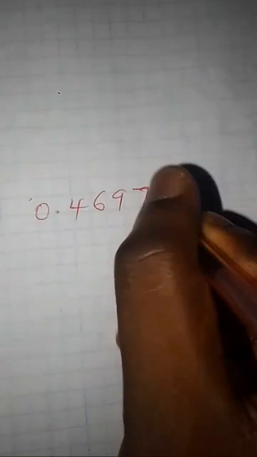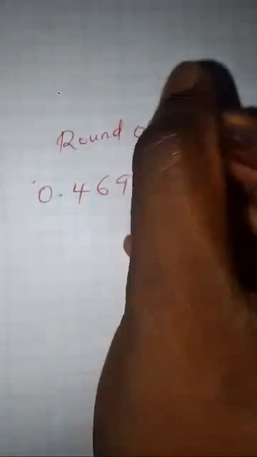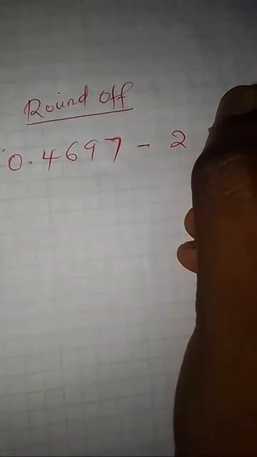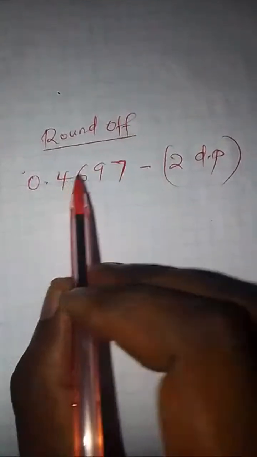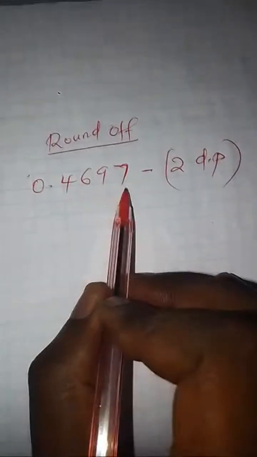We have the last one, we have a number like 0.4697. Then you are asked to round off this number to how many decimal places? We have 2 decimal places. You're asked to round it off to 2 decimal places. We are still going to count here, beginning from this other side. How many decimal places does this number have? 1, 2, 3, 4. So this number has got 4 decimal place values.